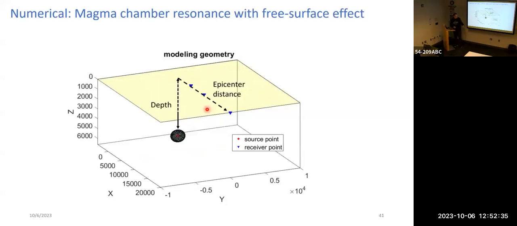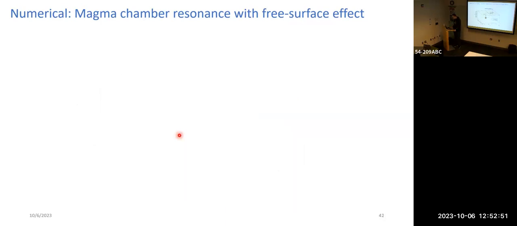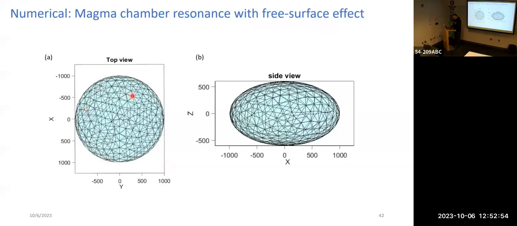And here is the modeling geometry to study the magma chamber vibration. I put the receiver, or the seismometer, on the surface with an epicenter distance from 5 kilometers to 40 kilometers. And I put the magma chamber below the surface. And here is the geometry of the magma chamber. I selected the ellipsoid shape of the magma chamber with the horizontal two axes equal, and I only changed the vertical axis. So we have the short-long axis ratio as a characteristic parameter for the geometry.